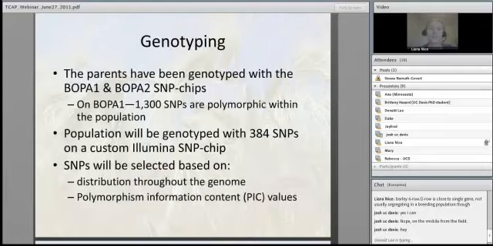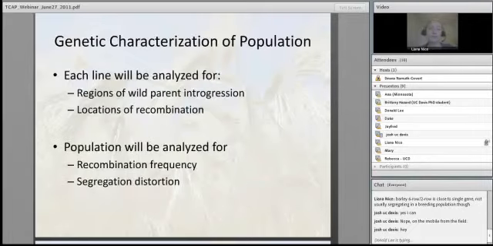Genotyping: the parents have all been genotyped with the BOPA1 and BOPA2 SNP chips, so these are around 1,500 SNPs on each of those. And then I'm going to select from among those 3,000 SNPs for a custom 384 SNP chip that will allow me to distinguish between regions of the genome contributed by the wild barley parent and the cultivated barley parent. So genotyping will commence in the near future.